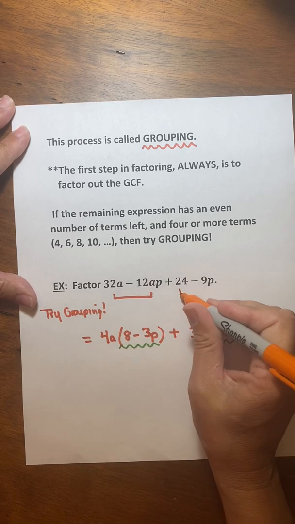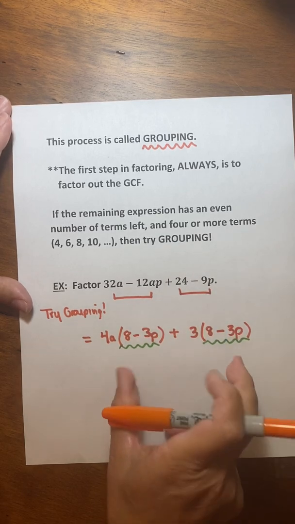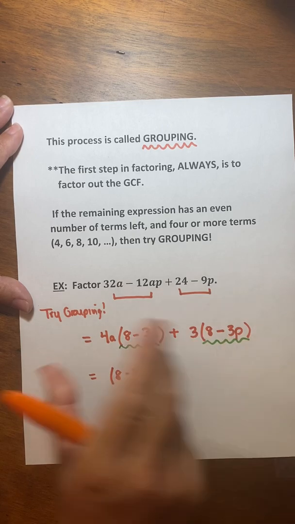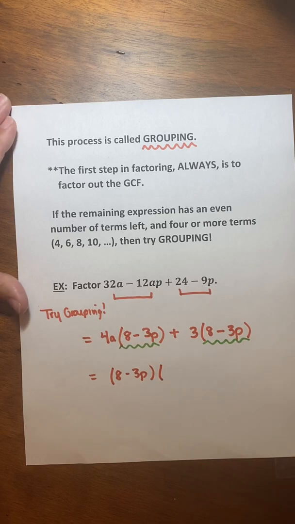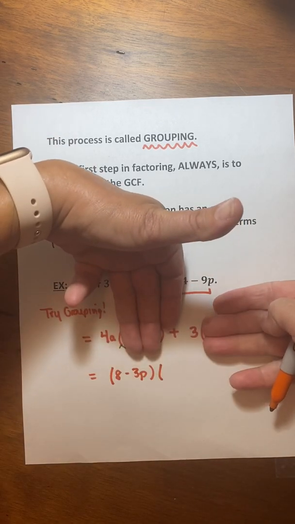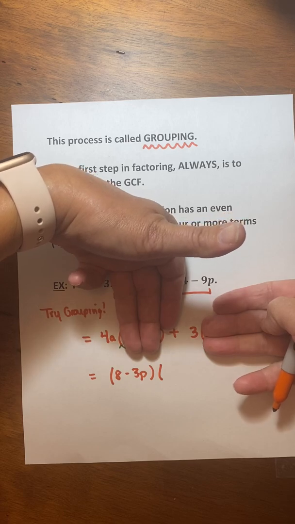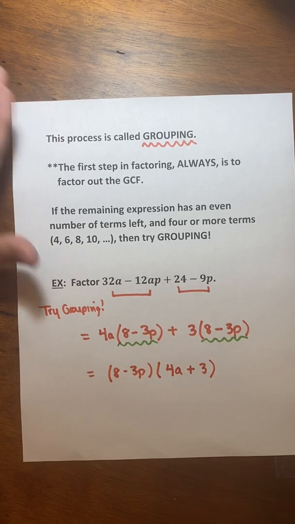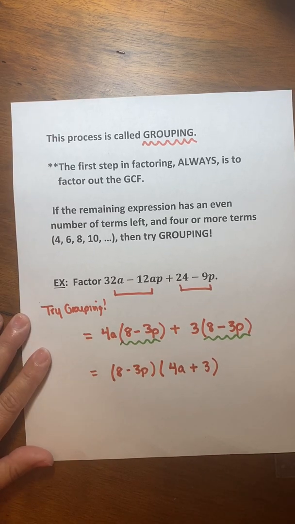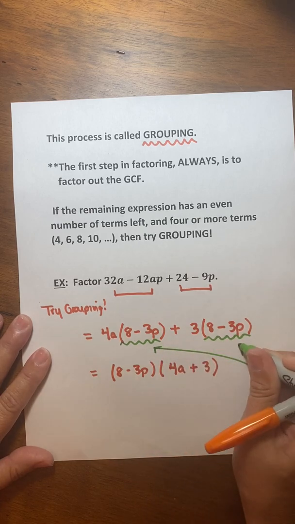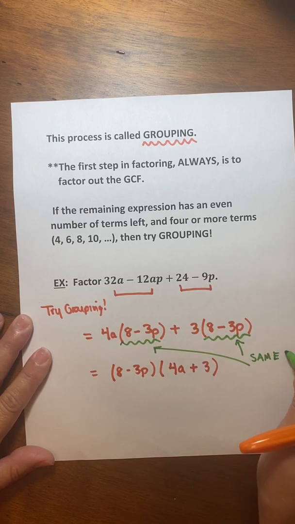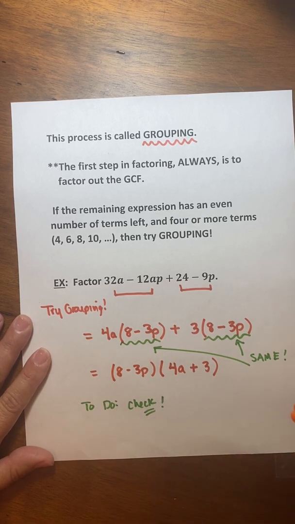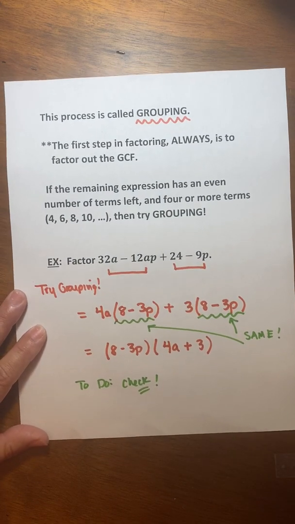And then now, when I broke this up by grouping, because I looked at those 2 as a pair, the first 2 as a pair, and the second 2 as a pair, what they have in common is the 8 minus 3p in the parentheses. Make sure you take out the whole thing in the parentheses, and we insert a new set of parentheses. We take away the 8 minus 3p. What's left is the 4a from the first term and then plus 3 from the second term. There we go. So these have to be the same in order for this to work. All right, and make sure you check these. And this is always a great idea on a test if you have the time to make sure you go back and check.